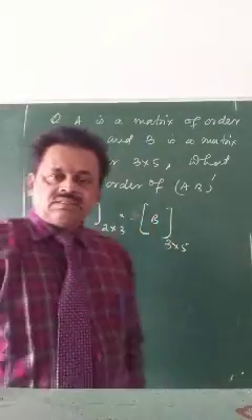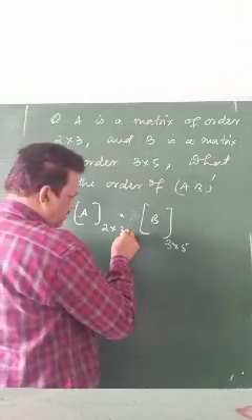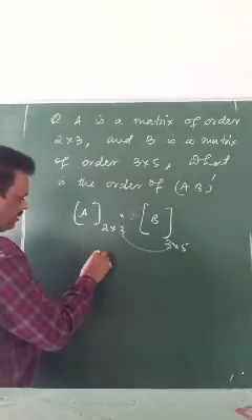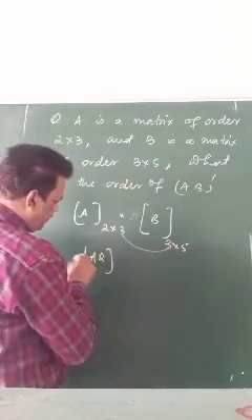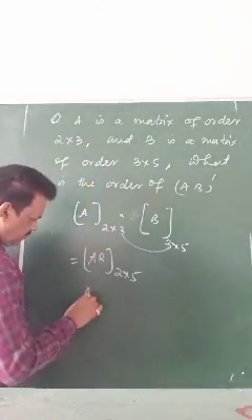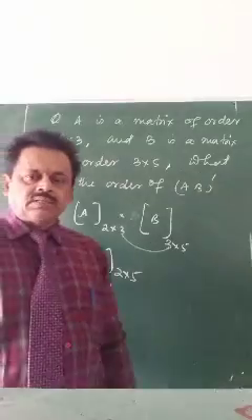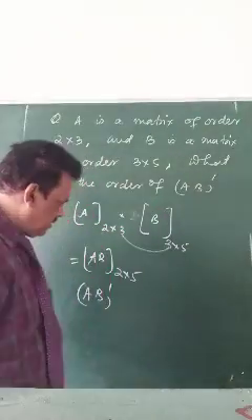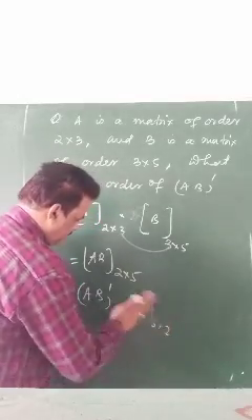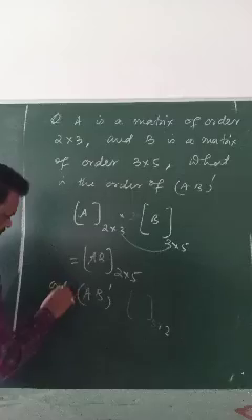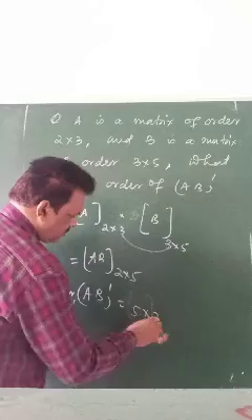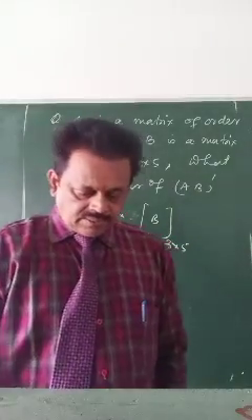Multiplication is defined only when the first matrix's columns equal the second matrix's rows. So your outcome AB will be 2 cross 5. Then what is AB transpose? Transpose means the rows and columns are interchanged, so it will be 5 cross 2. You can write the order of (AB) transpose is 5 cross 2. Ulta.